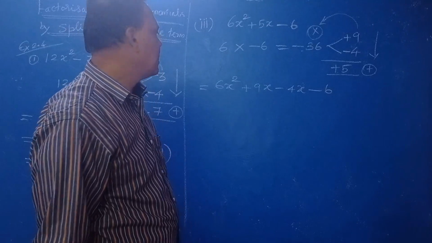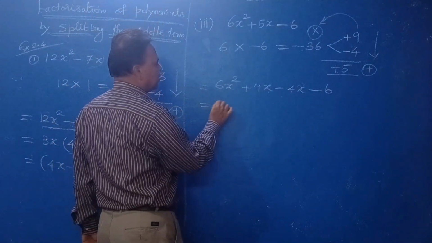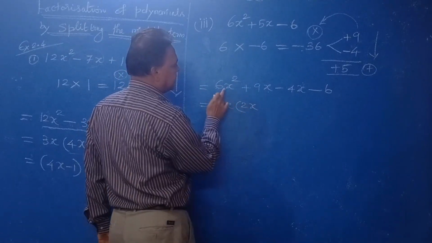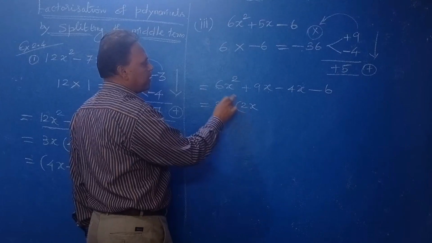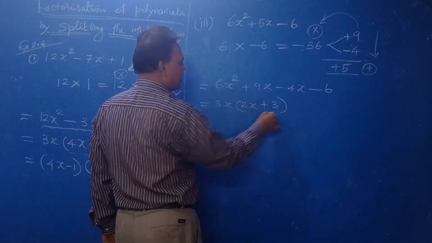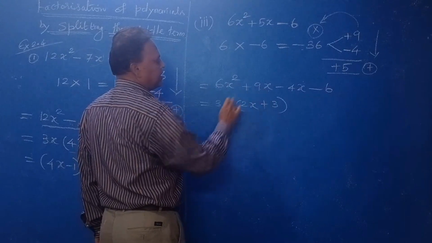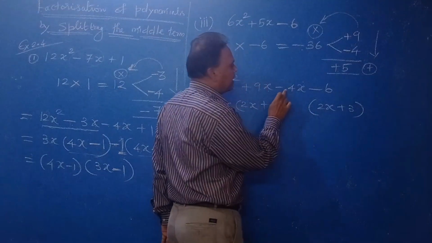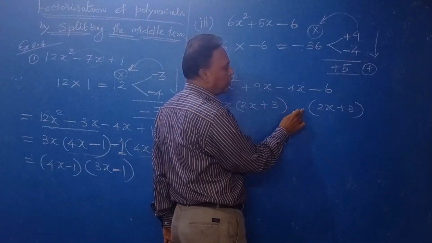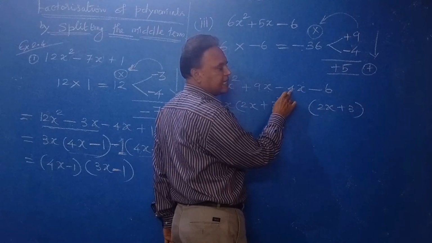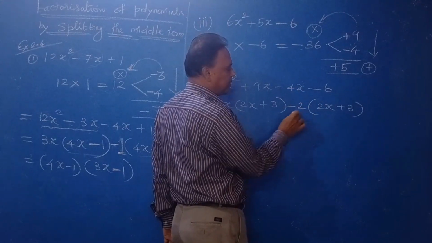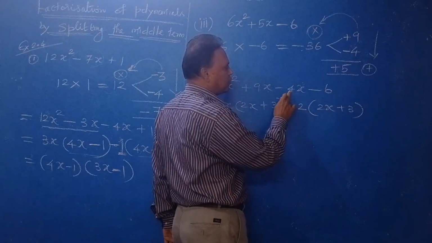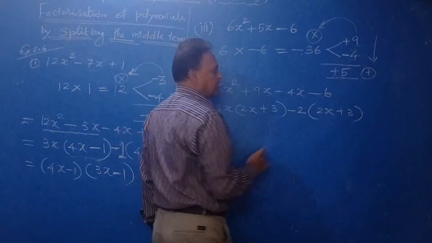Minus 6. Now in the first two terms you take 3x common. 3x common means here how much? 2x, right? If you have doubt, you multiply and see. Plus 3 here. See, correctly you will get 3 into 3, 9x. The same thing you write, 2x plus 3. You see here minus 4x is there. So here you have to give one number that multiplies to give this. That means minus 2 is the correct number. Minus 2, with sign you have to write. Clear? Minus 2 into 2x is minus 4x, minus 2 into plus 3 is minus 6.